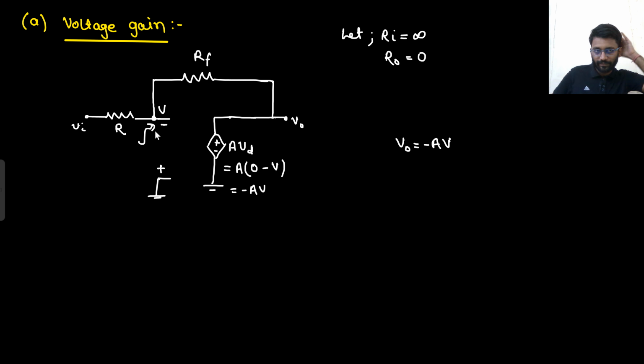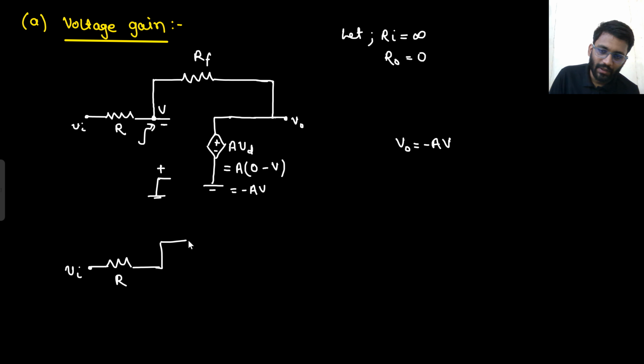What is V? V is R upon R plus RF into V naught. V is beta V naught. Is that so? No, because V in is connected. No, V in is connected here. So what is the scene for V? This is your R, this is your V in, this is your RF. The other node of RF is connected to V naught. This node is your V.